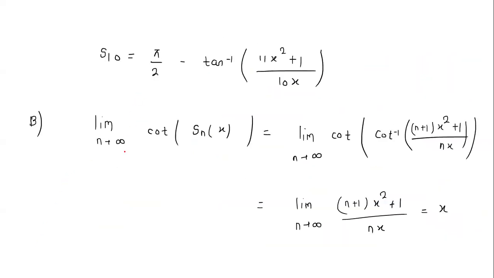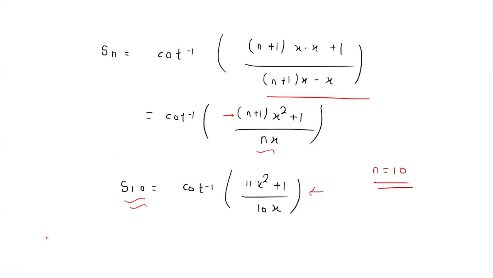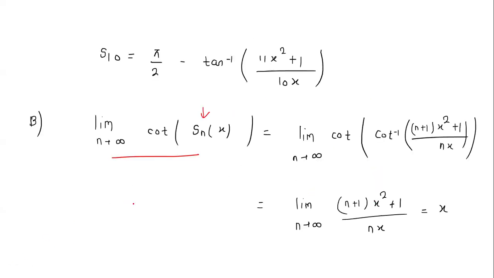So we have this limit, and we also know the Snx we just calculated previously, it is equal to this thing. So we just put that here, and we have cot of cot inverse of this thing. So we can write this same as simply this inside thing, which is this thing. And if you put n tending to infinity, then we have this n plus 1 times x square divided by nx.